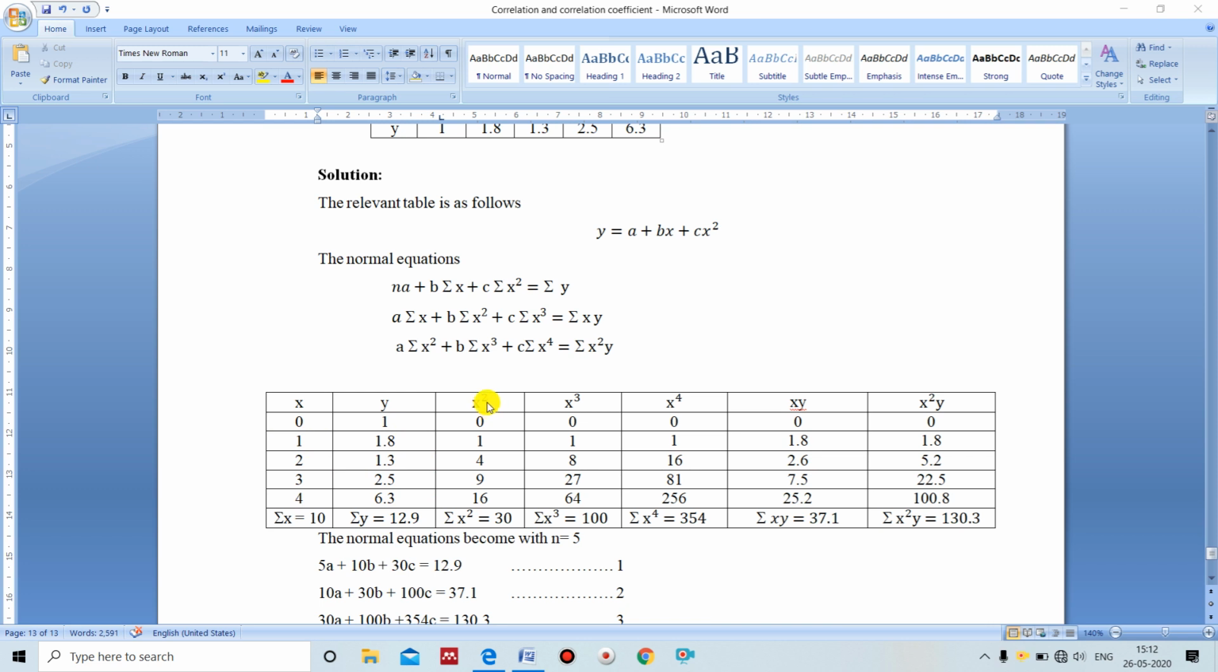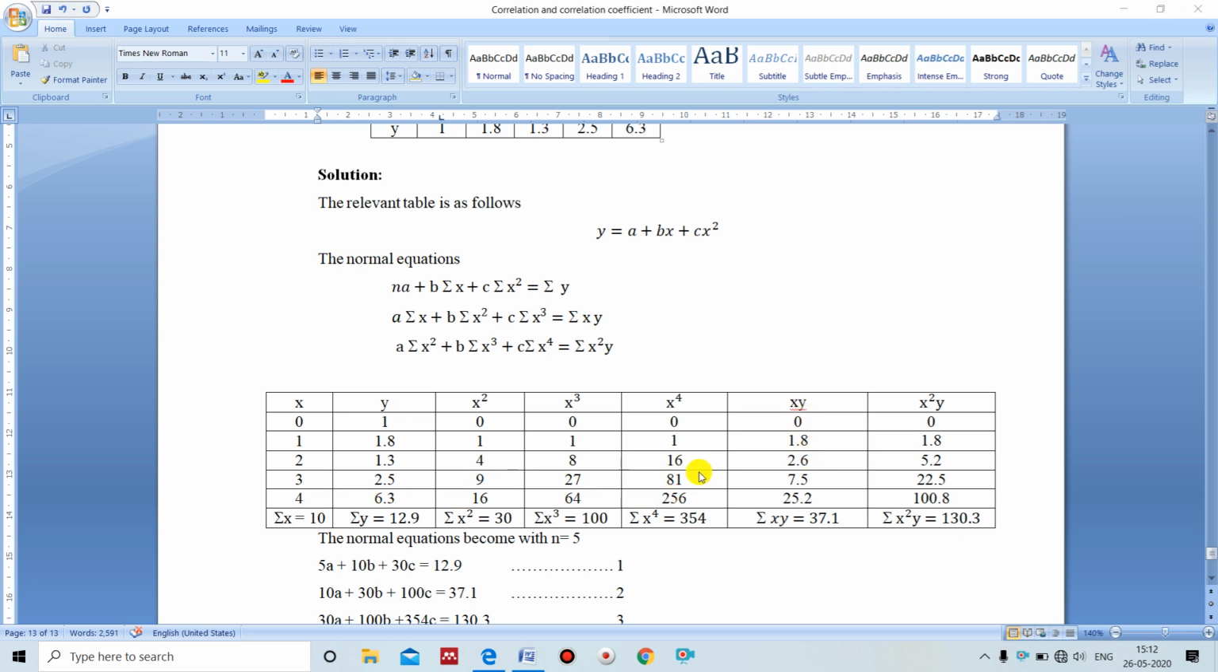So find the column x square. 0 square is 0, 1 square is 1, 2 square is 4, 3 square is 9, 4 square is 16. So x cube means cube of this: 0 cube is 0, 1 cube is 1, 2 cube is 8, 4 cube is 64. Similarly, x raised to 4 means 4th power of this: 0 raised to 4 is 0, 1 raised to 4 is 1, 2 raised to 4 is 16. So like that, 4 raised to 4 is 256.